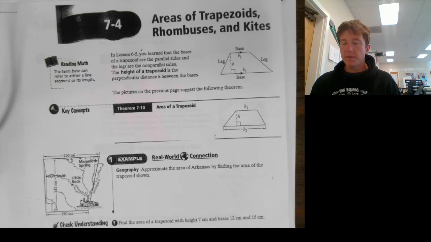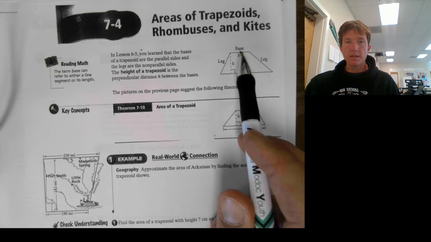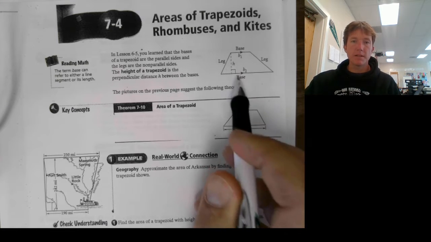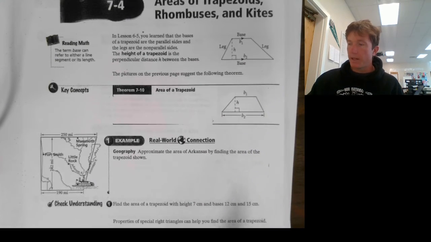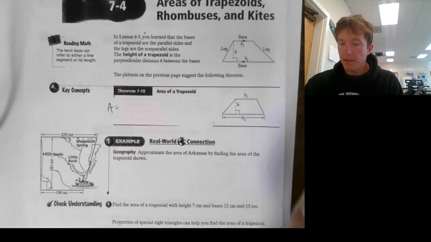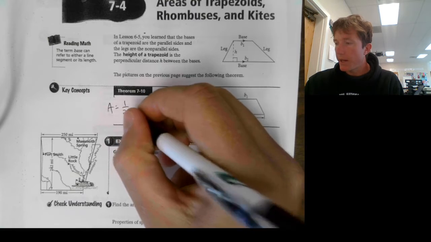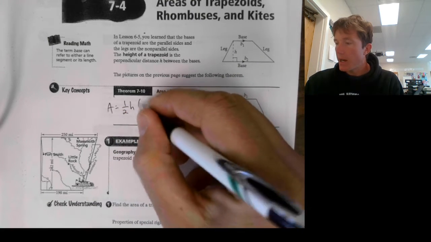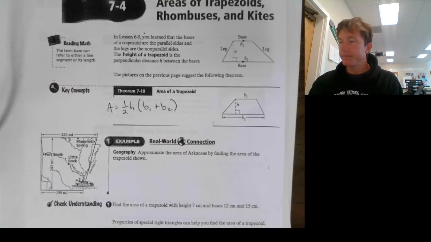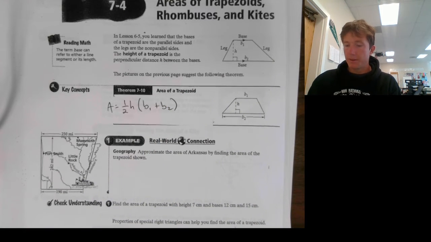So in lesson 6.5 we learned that the bases of a trapezoid are the parallel sides and the legs are the non-parallel sides. So you can see that the bases are parallel, the legs are non-parallel. The height is going to be the perpendicular distance between the two bases. Alright, so the area of this trapezoid is going to be equal to 1/2 times the height times base 1 plus base 2. So let's go ahead and use this.